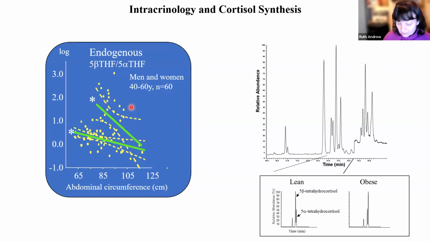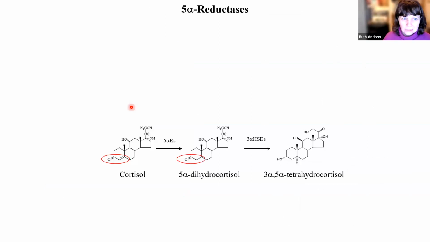And it started a series of experiments for me trying to unpick what was the role of the enzyme that formed these 5-alpha steroids in metabolic disease. So we just take a little look at the structures. What we're doing is we can convert cortisol through to its 5-alpha form at the 5-alpha position here.